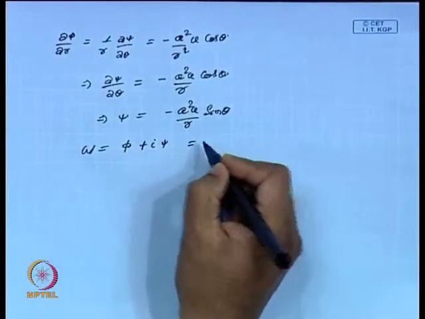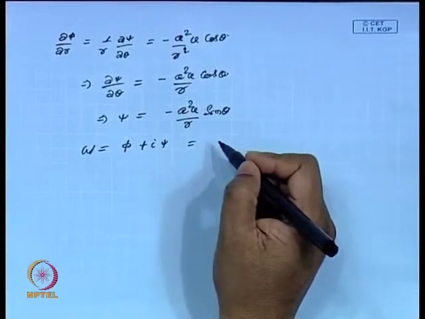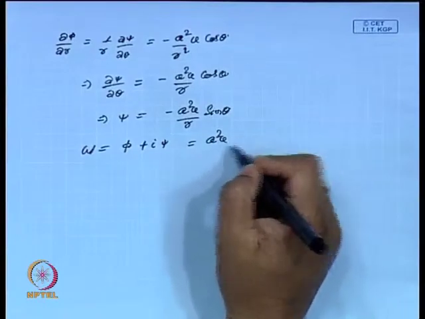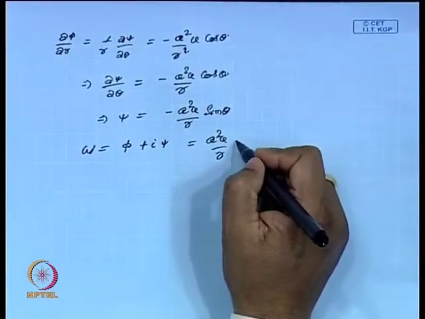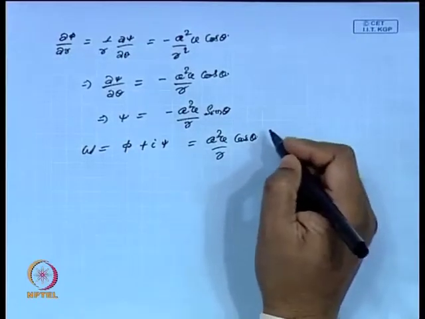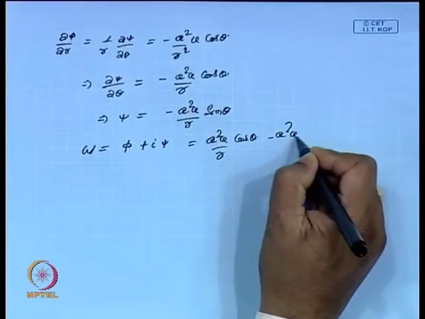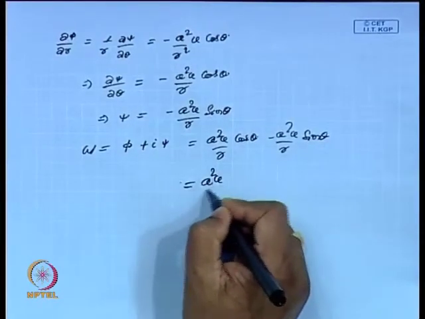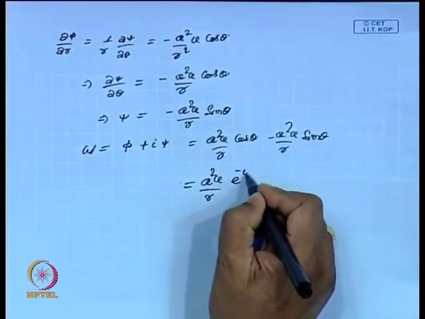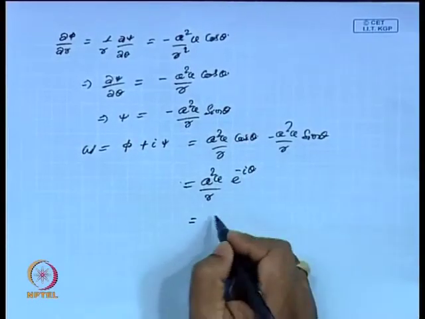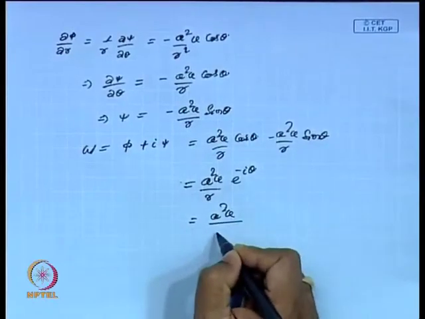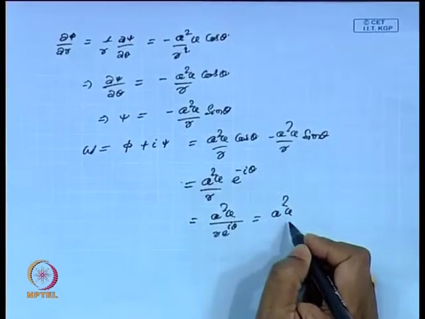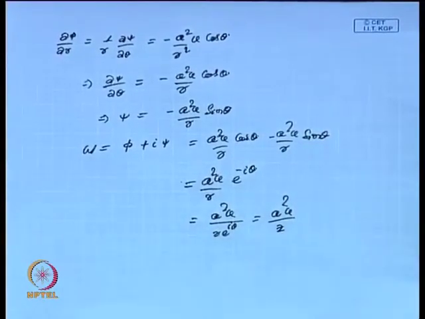And once ψ is this, then my W, the complex potential, will be φ plus iψ. Because my φ is a² u / r cos θ, minus i times a² u / r sin θ, which is nothing but a² u / r into e to the power minus iθ, which I can call a² u / r e to the power iθ... that is a² u / z. So, this is my W.